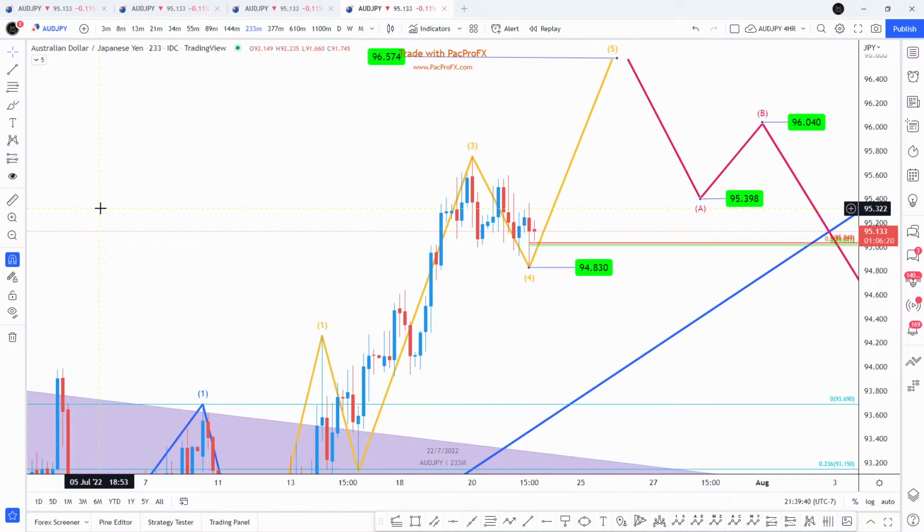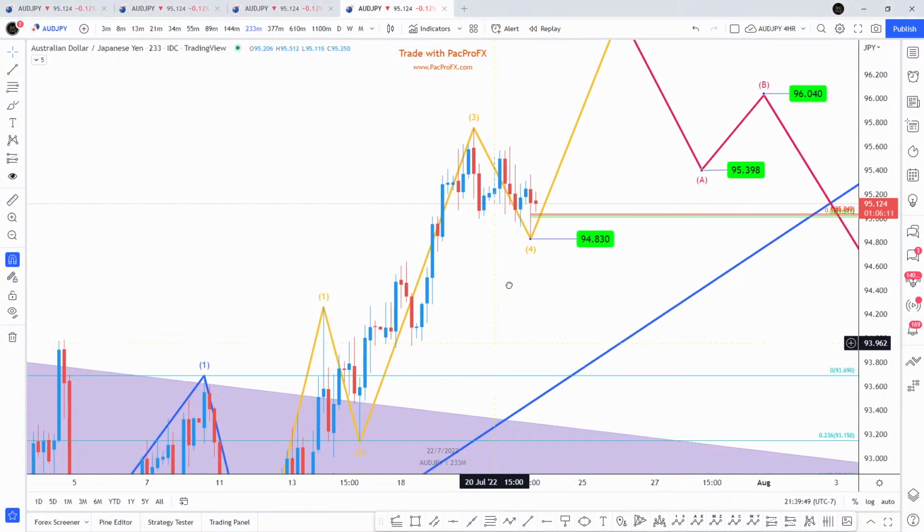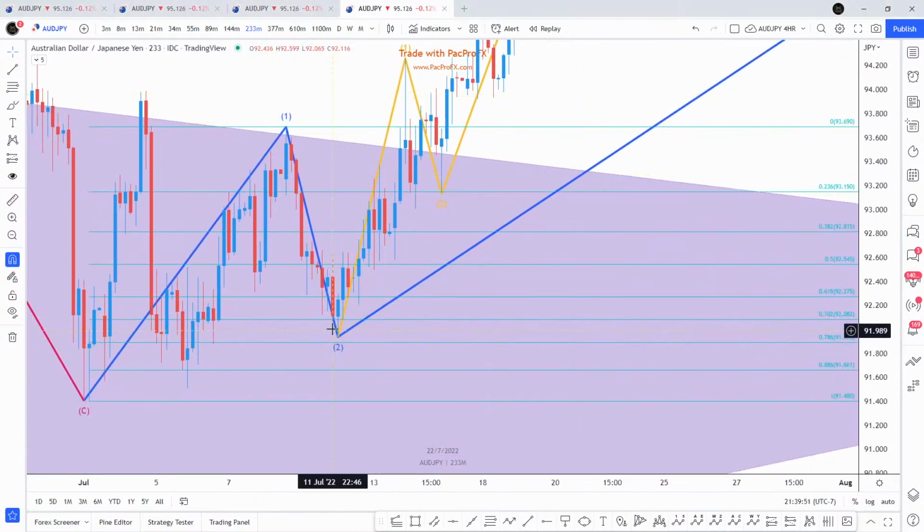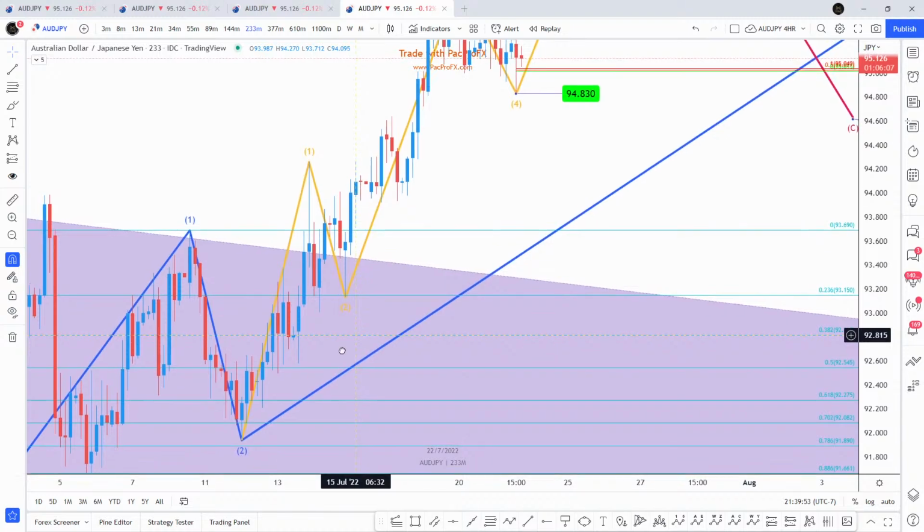And don't sweat it. You don't need to catch falling knives. In other words, you don't need to be the first one to get it right on the top here, or get out on the top here, or get in right at the bottom. You don't need to. Don't worry about it. Look how many pips here.